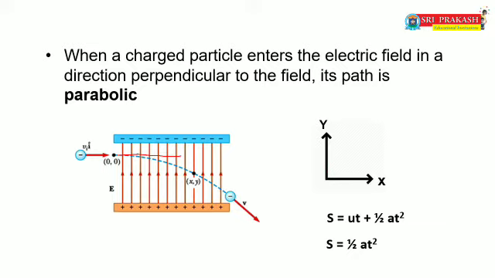So the displacement of the charged body due to the electric force is proportional to t square. This formula indicates something like y equals kx square, which is a parabola equation. That means the path of the charged particle in an electric field, if it enters perpendicularly, will be a parabolic path.